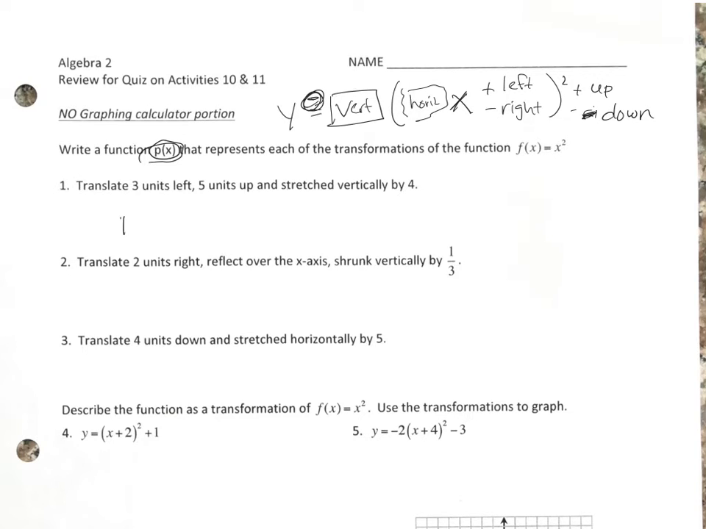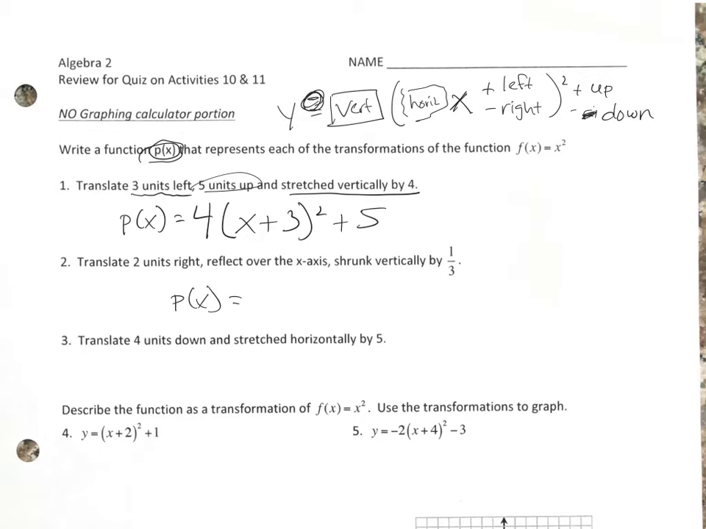So of course, for number 1, p of x is the name of our function. It says stretched vertically by 4. And then of course, the next thing you want to look for is either left or right. We're 3 units left, and left is a plus sign, and quantity squared, and then the last part is the up. So I would look for it kind of in that order. Or if you go to write it down, give yourself blanks so that you can go back and fill in the numbers.